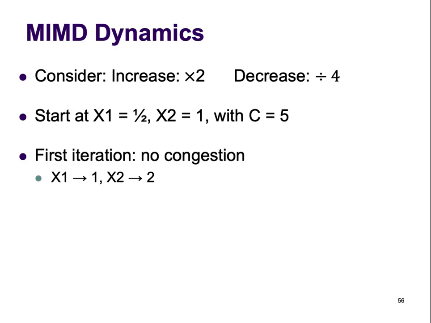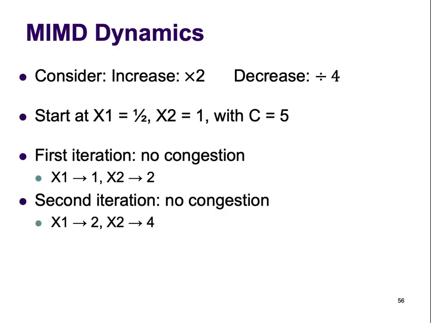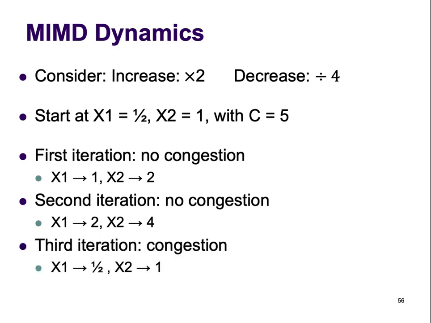So they're both going to multiplicatively increase. Multiply by 2, you get x1 is 1, x2 is 2. So 1 plus 2 is 3, less than 5, we're still not congested. So in the next iteration, we multiplicatively increase again. So now we get 2 and 4. 2 plus 4 is 6, we are congested, so now we need to drop. Right? So we're back, x1 has half, x2 has 1. And you could continue on.